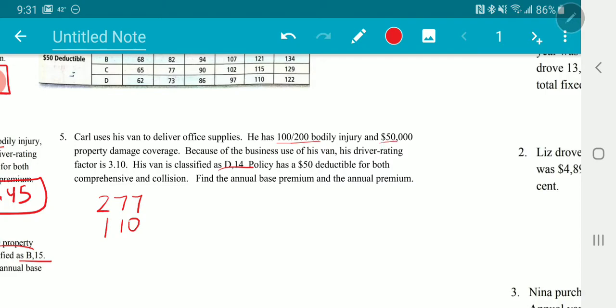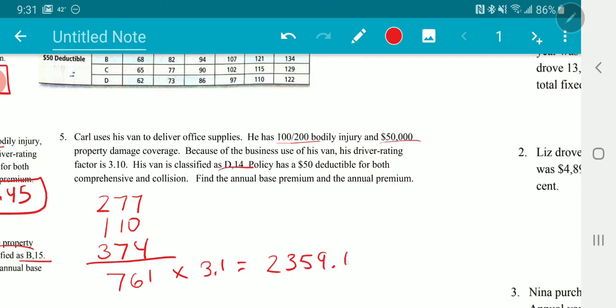Then we've got 100/200 bodily injury, $50,000 for property damage, which comes to $374. Add it all up. Annual base premium is $761 times that awful driver rating factor of 3.1. And this person is paying $2,359.10 for insurance every year.